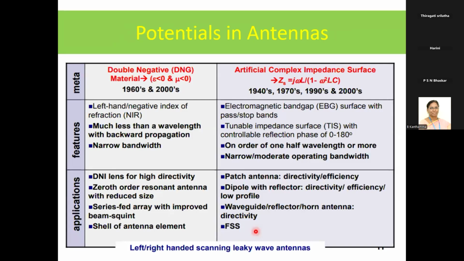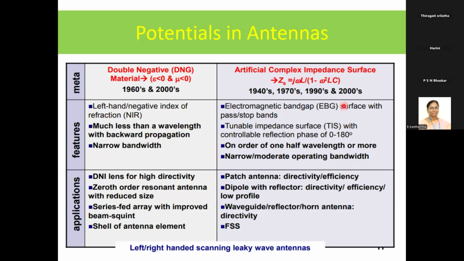What are the potentials in antennas? We said that these are the different features, and whether we can use this or not. These are the metamaterials we have. What are the features of metamaterials? They have left-handed materials or negative index of refraction. The sizes must be much less than the wavelength, with backward propagation. Actually, they have a very narrow bandwidth. Metamaterials have very narrow bandwidth. And their applications are: you can use them as lens, series fed array, shell of an antenna, and zeroth order resonant frequency with reduced size.